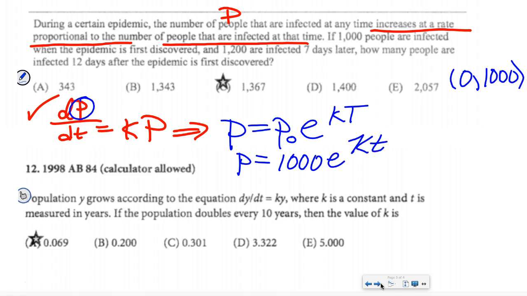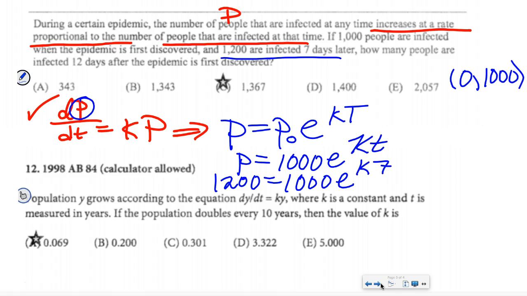Done. They need to give me a second point so that I can figure out my constant of proportionality. And they hand it right in my lap. They say 1,200 are infected 7 days later. So I'll go to my model and say 1,200 are infected 7 days later.